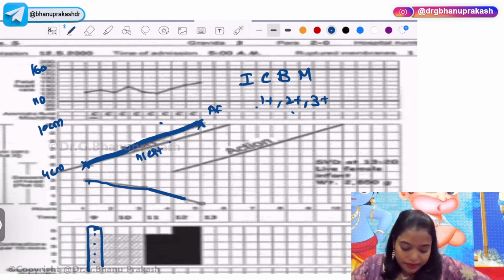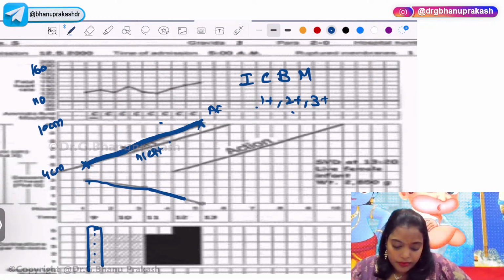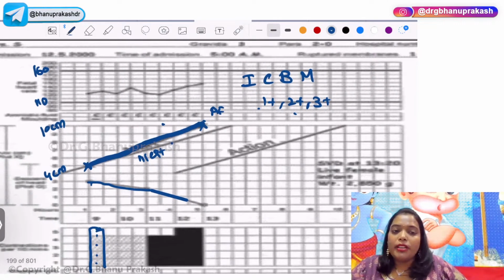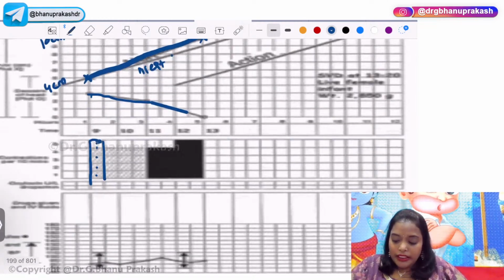Did you understand? Sunny, did you understand? This is normal. This is left of alert line, so this is normal. See, this is the descent of the fetal head.